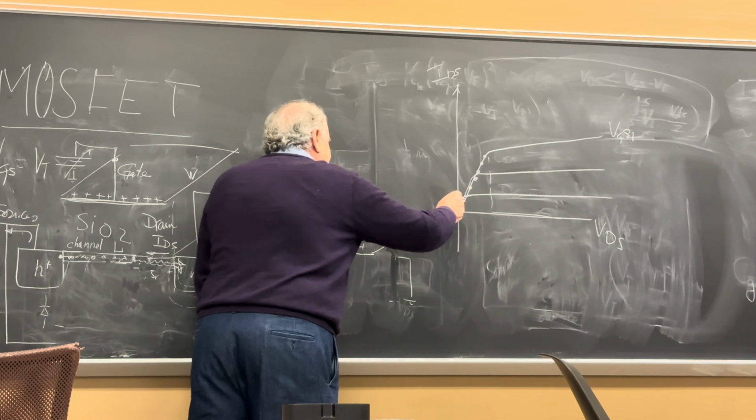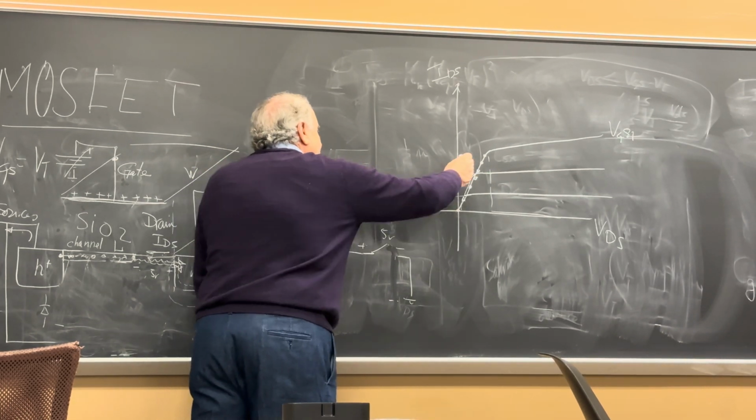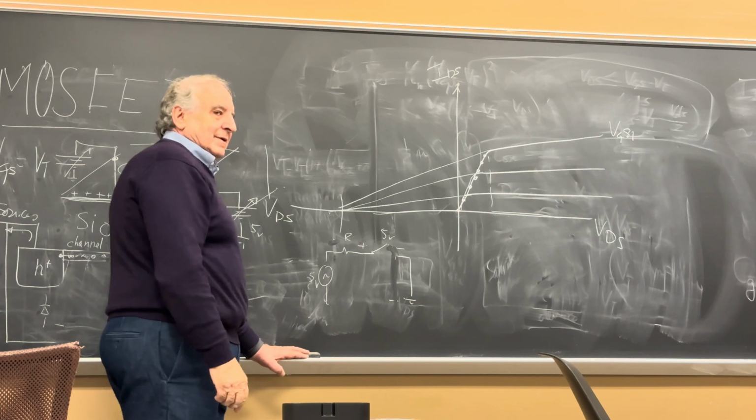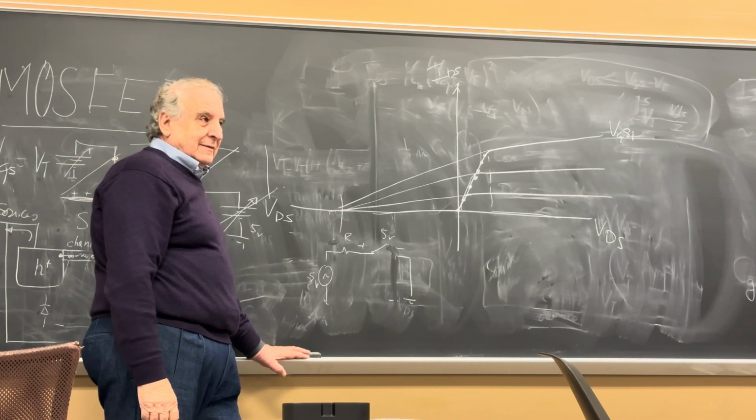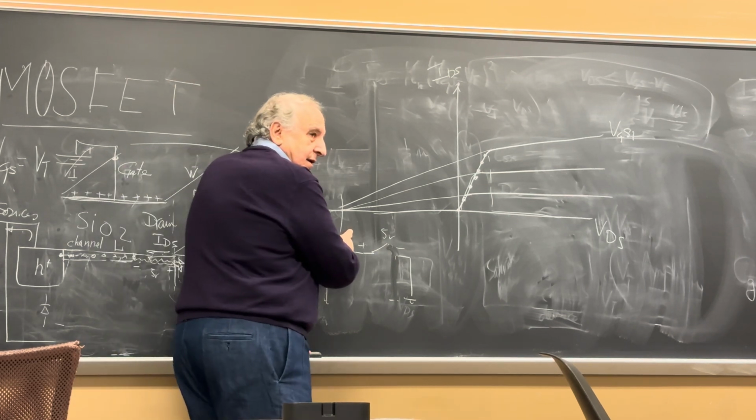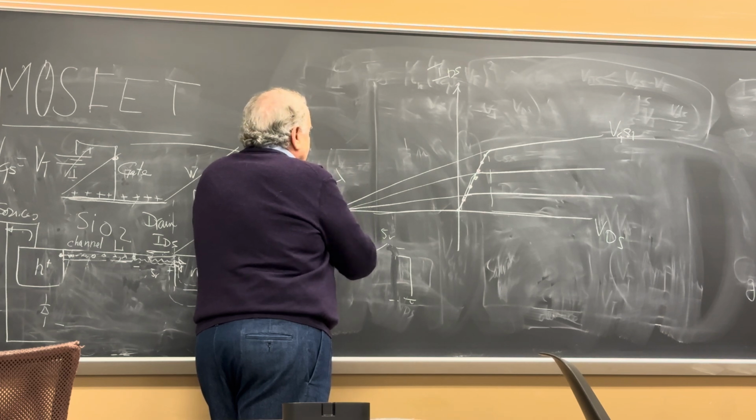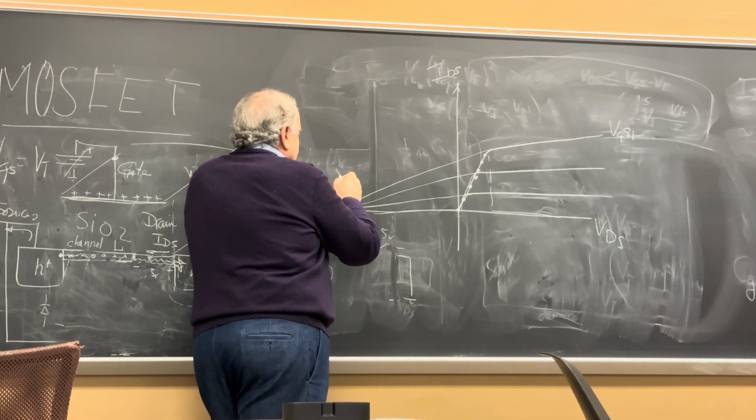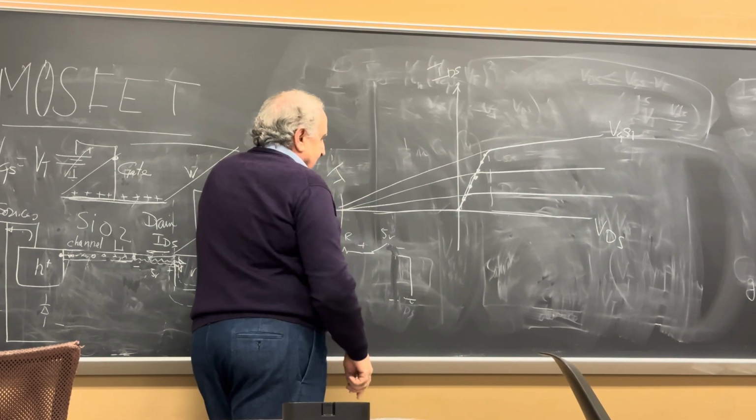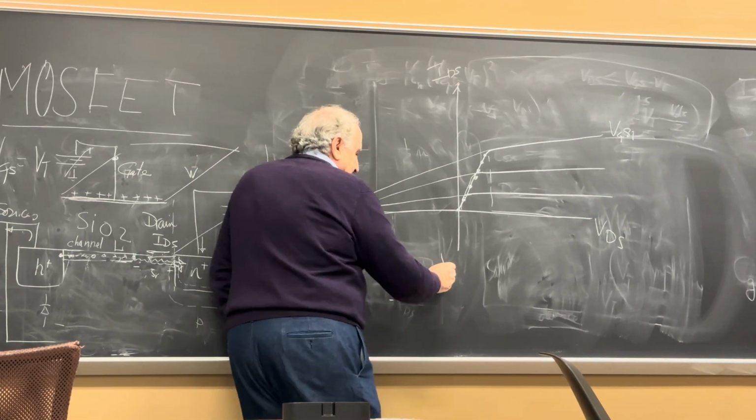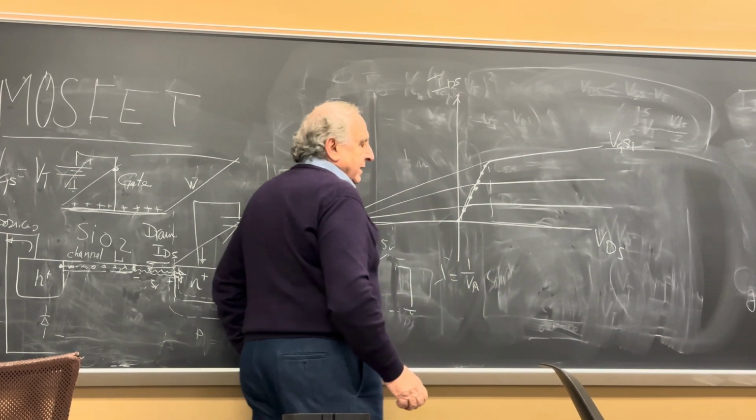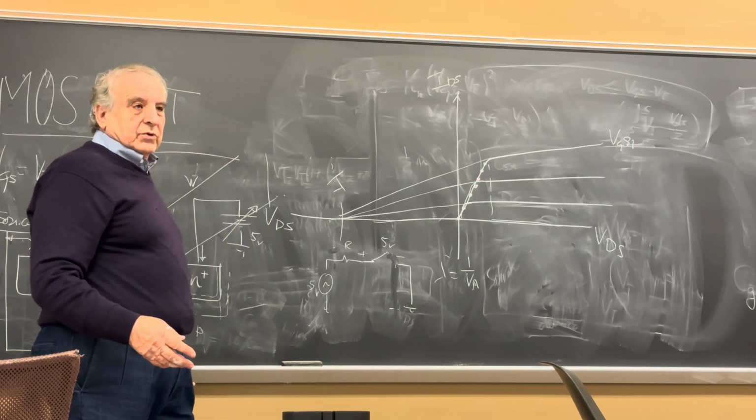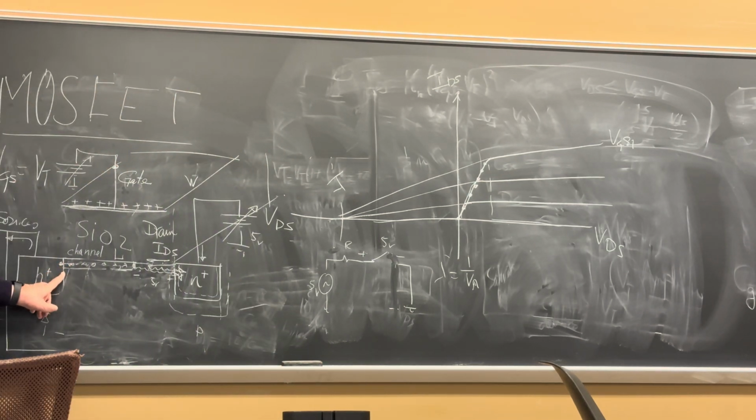Where do they go? VA, early voltage, right? But we don't call it VA. We call it 1 over lambda, or lambda. Lambda is equal to 1 over VA. In other words, the units of lambda are 1 over volt.